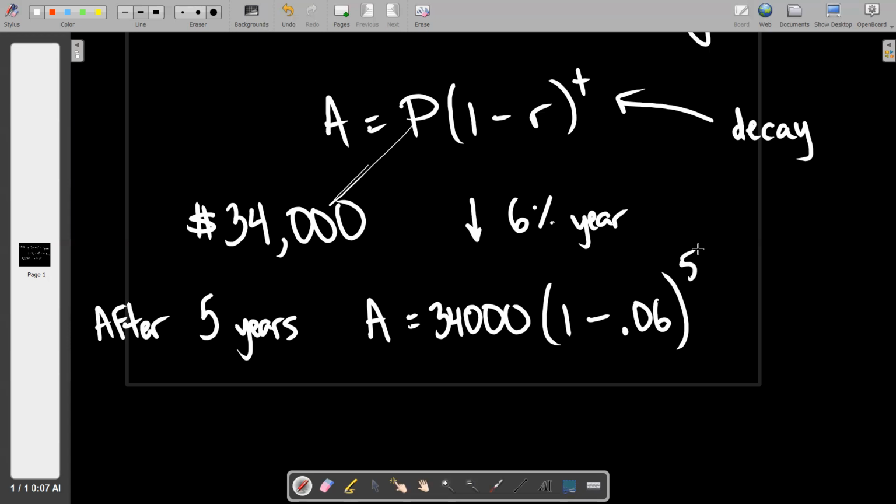And so just like yesterday, you just simply type this into your calculator and let it do all the heavy lifting for you.